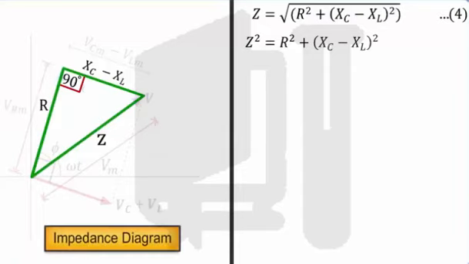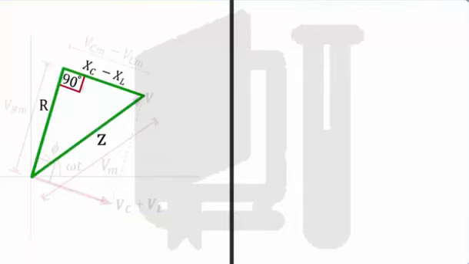In an LCR series AC circuit, the phase difference phi existing between the voltage and the current can be determined by using the impedance diagram. In the impedance diagram, the hypotenuse gives the impedance Z. Here, we observe that tan phi is equal to (XC minus XL) by R. Let this be equation 5. Phase difference phi is equal to tan inverse of (XC minus XL) by R.